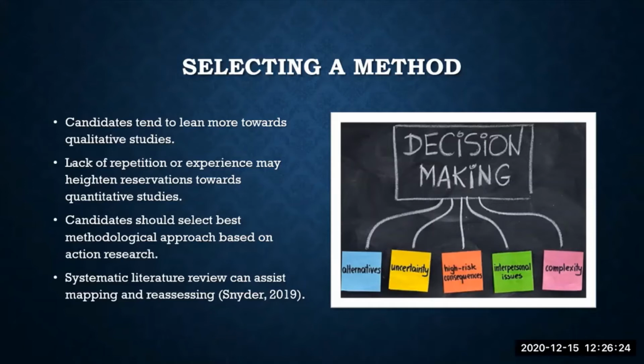Overall, candidates should select the best methodological approach based on the actual research. So what does the research say? It all goes back to developing your problem statement, your purpose statement, and now here we are on the methodology selection. What does the research say? Why is this particular method more prominent in this particular scope of the research that you're considering? Continuing to do the systematic literature review can also assist with mapping and reassessing.